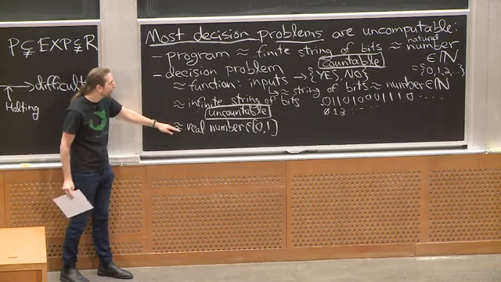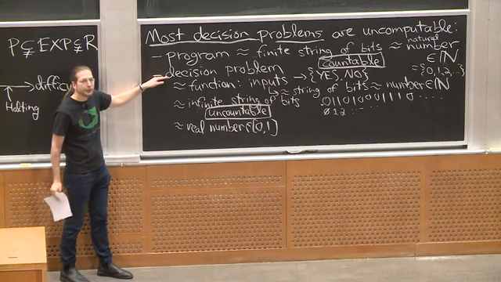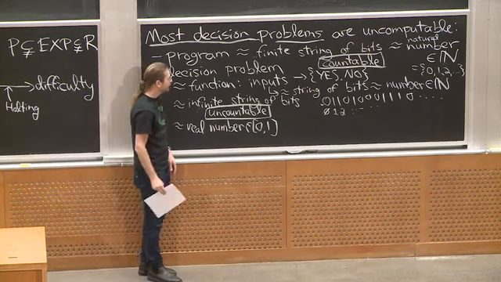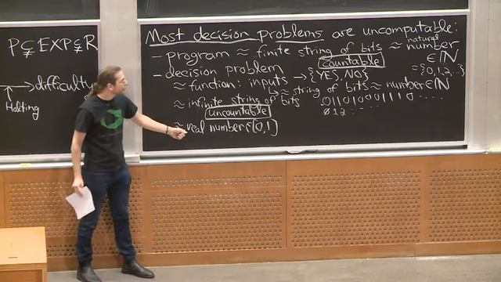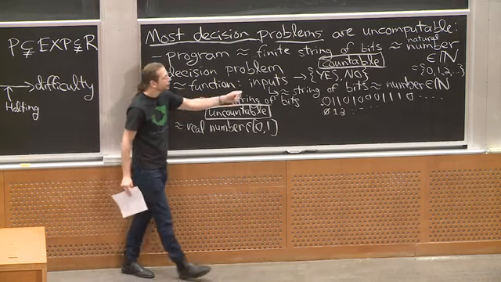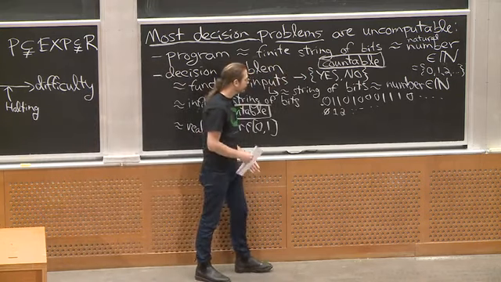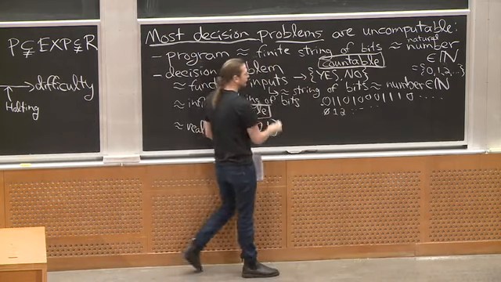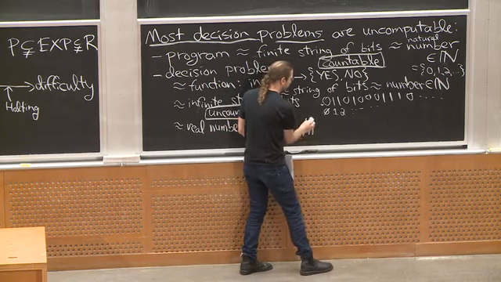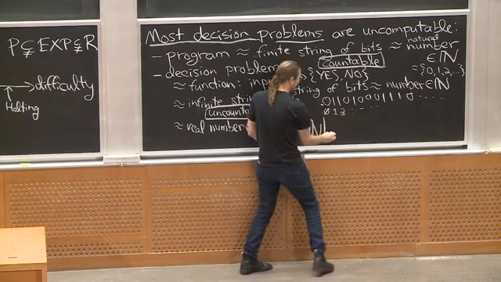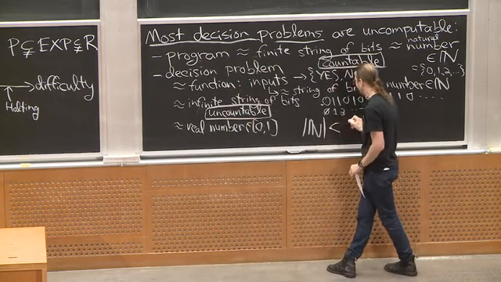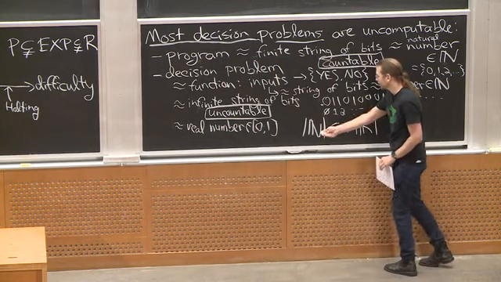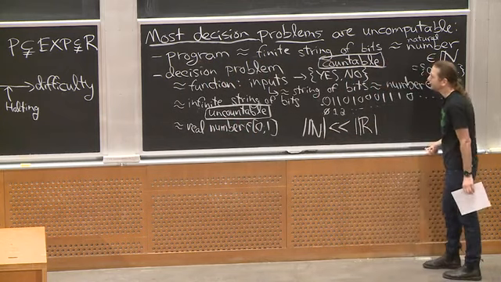If I take any real number, there is a corresponding decision problem. These are a one-to-one bijection between them. And the bad news is real numbers are uncountable, and natural numbers are countable, which means there are a lot more of these than there are these. So one way you might phrase this, informally, is that the number of natural numbers is way smaller than the number of real numbers.